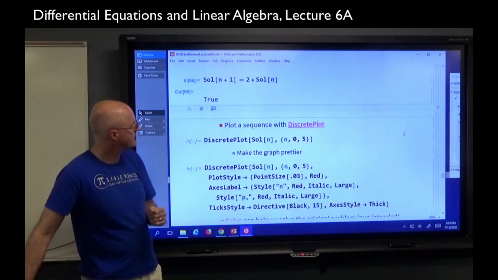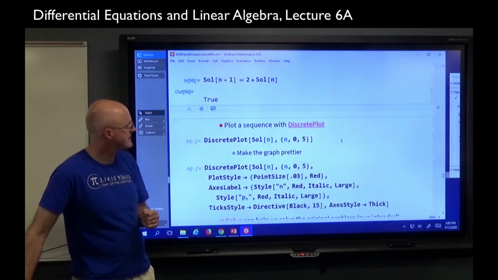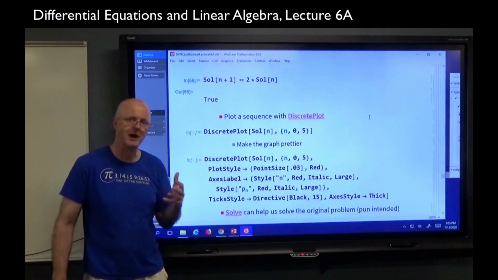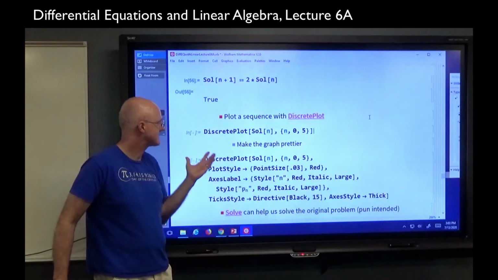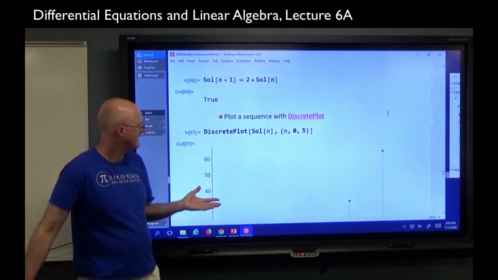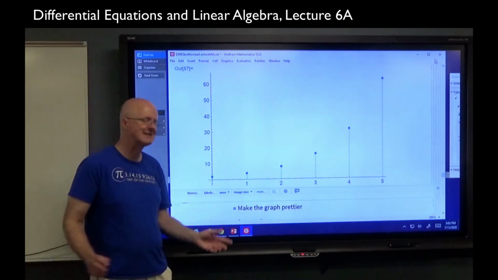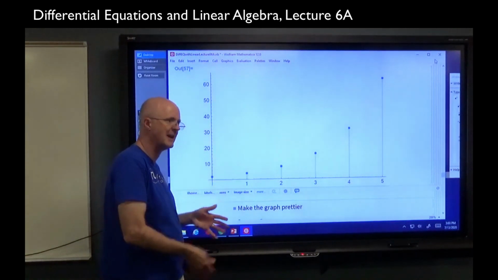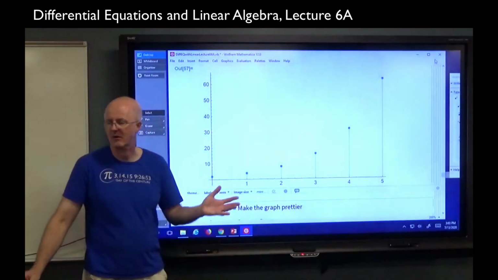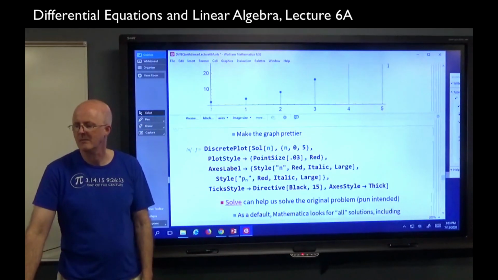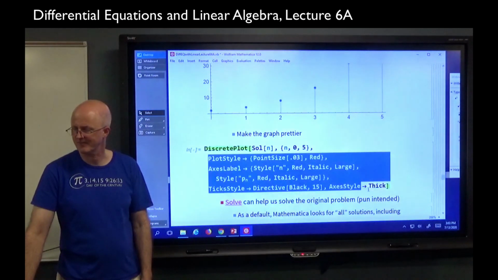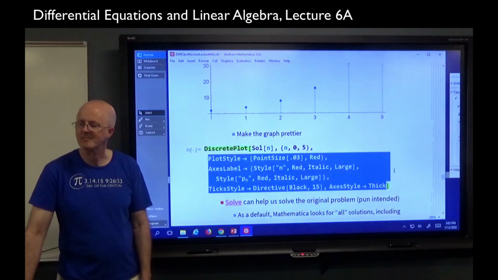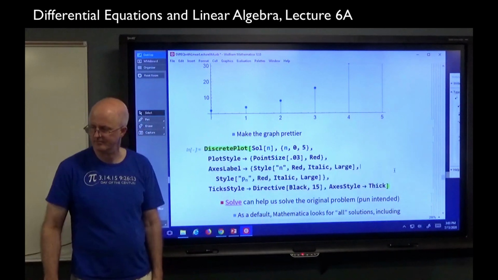I did emphasize in the first lecture that technically speaking, sequences are only defined for whole numbers, and therefore when you plot them, you should not connect the dots. DiscretePlot does that. It plots the points without connecting the dots. It makes these vertical lines in here, which technically are not part of the graph, but it helps you see the heights better. So I typically do leave it in there. By putting extra stuff into the DiscretePlot, I can make it look prettier.